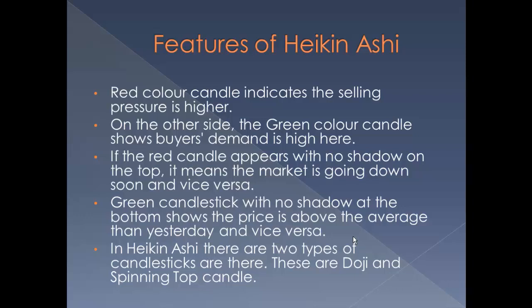Similarly, a green candlestick with no shadow at the bottom shows the price is above the average than yesterday, and vice versa. So a green candlestick with no shadow at the bottom shows that the price is above the average price of the last candle, and a red candle with no shadow on the top shows that the price is below the average price of the last candle. In Heikin Ashi there are two types of candlesticks. One is doji and the other is spinning top candle.